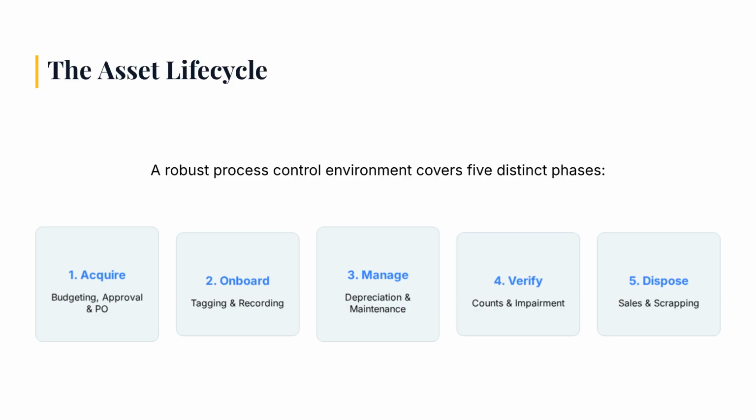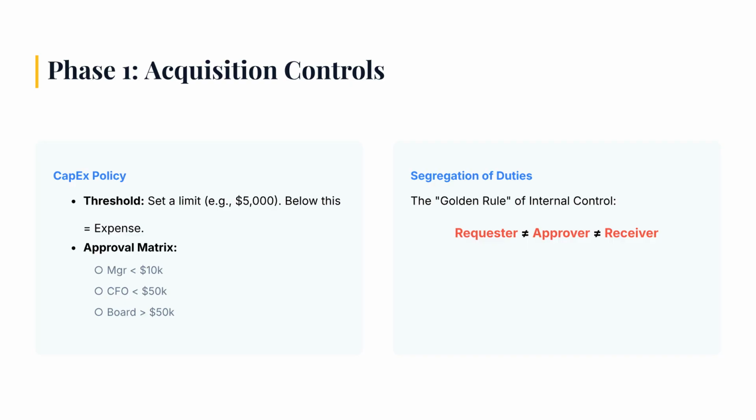Let's dive into the controls for each phase. Phase 1 is acquisition. The most important document here is your CapEx policy. First, you need a threshold. You don't want your accountants wasting time capitalizing a $50 stapler. You need a rule that says, for example, anything under $5,000 is an expense. This keeps your asset register clean. Second, you need an approval matrix. A manager might be able to sign off on $10,000, but a new factory line for $1 million should require board approval. This prevents unauthorized large spending.